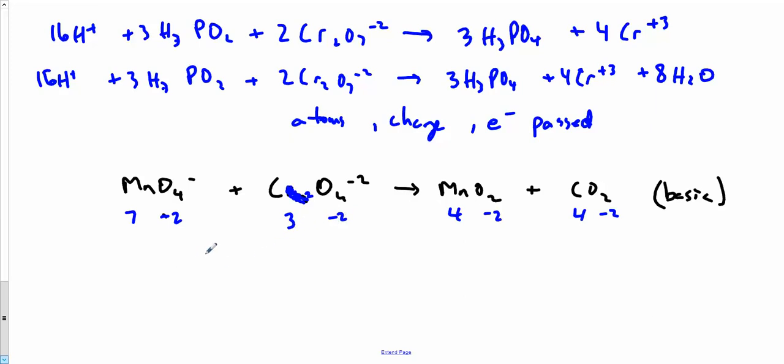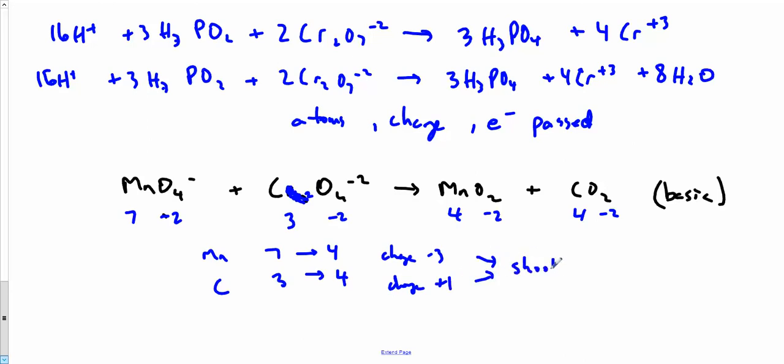So looks like Mn is going from 7 to 4, and C is going from 3 to 4. This is a change of minus 3. This is a change of plus 1. I'm going to shoot for a change of 3. So the ratio of Mn to C, I need 1 Mn for every 3 C, and I would be in business.